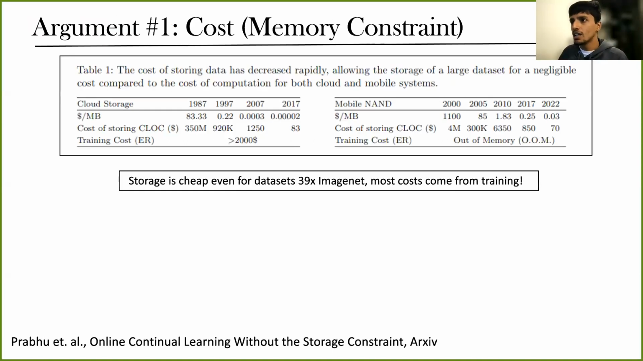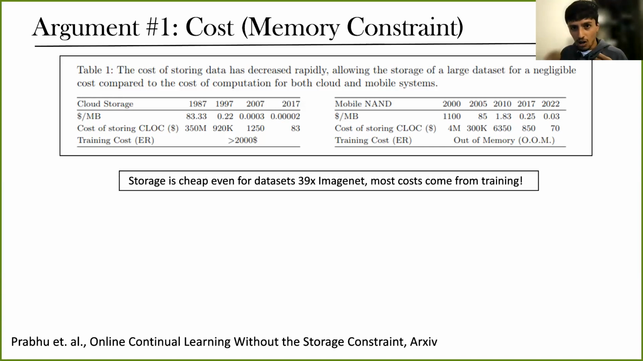Let's say, first, cost. The cost constraint has always puzzled me because storage is not cheap. When I say memory, I don't mean RAM because we don't need to store datasets in RAM. We need to store datasets on hard disks. And hard disk storage is extremely cheap. My mobile here has 1 terabyte of storage. It's really cheap. However, what is expensive is the computation.